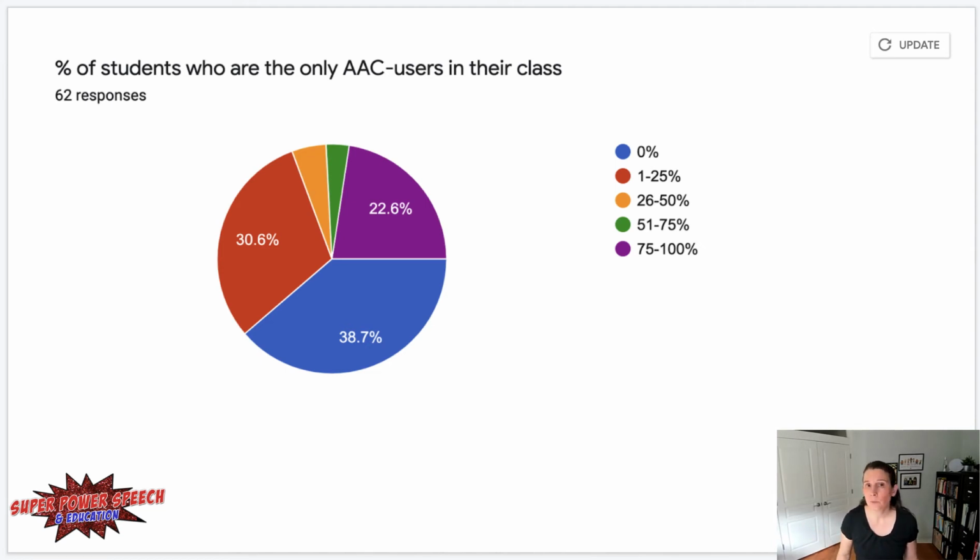So of the 62 people who responded, and of course this was not scientific, there were no provisos on anything here, the important number, to me, is this 22.6. So speech pathologists who answered this said that 22% of their AAC users are literally the only person in their class who is using AAC. So that's quite a few kids that we need to figure out how we can help, and what supports we can give to not only the child, but to the classmates and the peers as well.